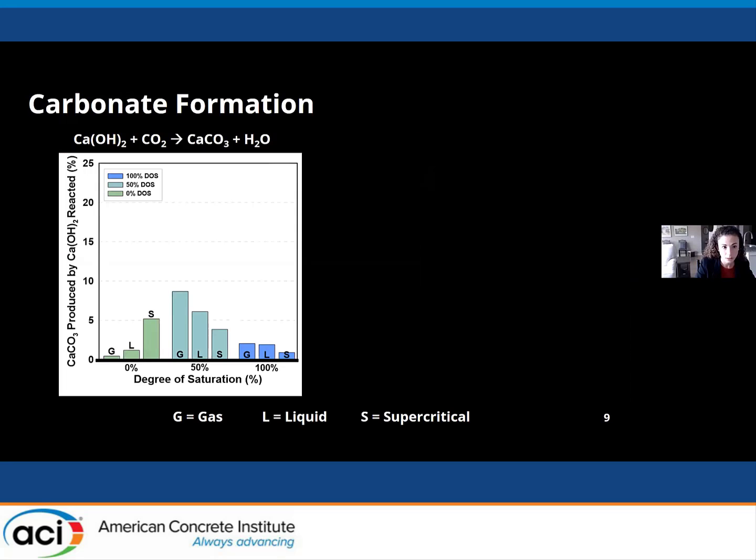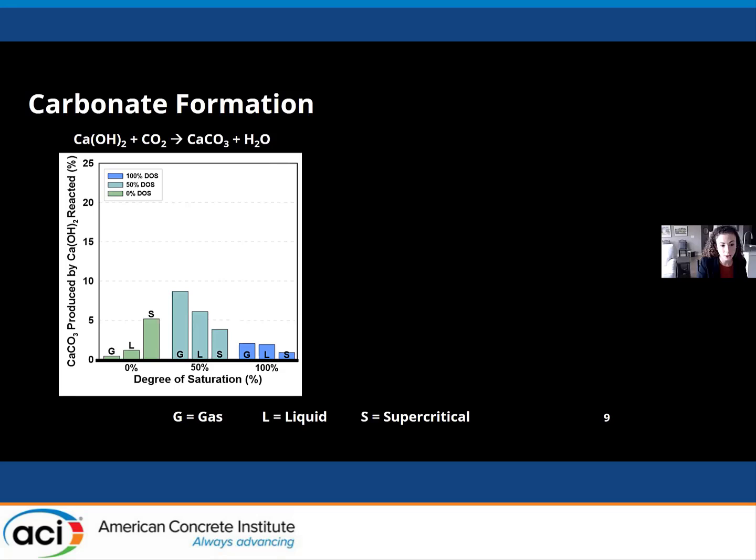time. And combined with that, I also did thermogravimetric analysis, which can give me the amount of calcium hydroxide present in my samples after they've been exposed to CO2, and it can give me the calcium carbonate that was formed in these samples.